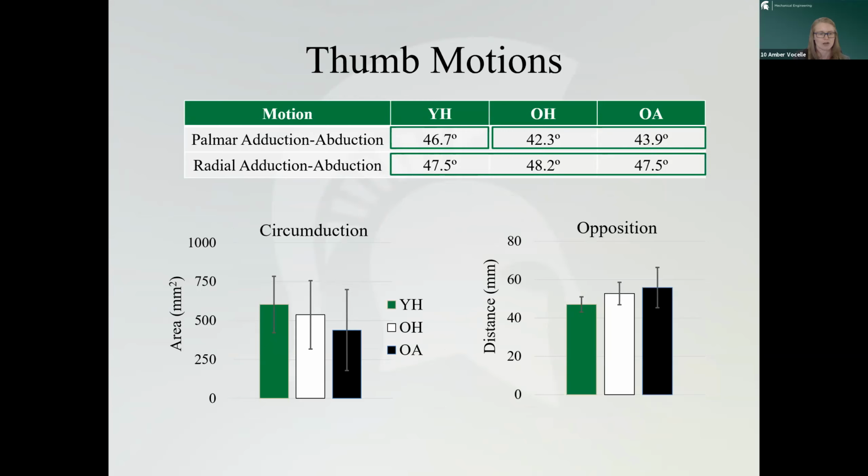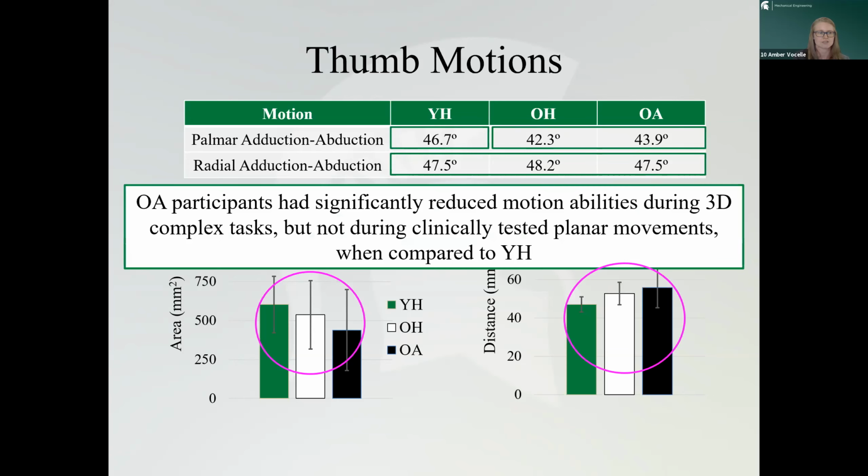For circumduction, we found that our osteoarthritic participant groups had a significant reduction in the area enclosed compared to our young healthy participants. Similarly, looking at opposition, we found that the osteoarthritic group had a significantly larger distance between the tip of their thumb and the target location at the base of the 5th finger, suggesting that they were less able to reach the target location. So taken together, this suggests that the osteoarthritis participants had a significant reduction in their motion abilities during those 3D complex motion tasks, but not during the clinically tested planar motions, that is the radial and palmar abduction, adduction ranges of motion.